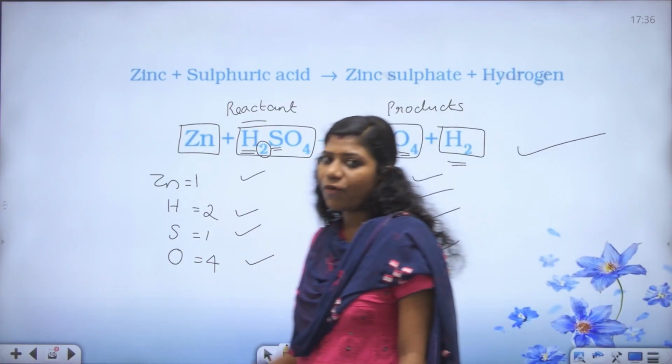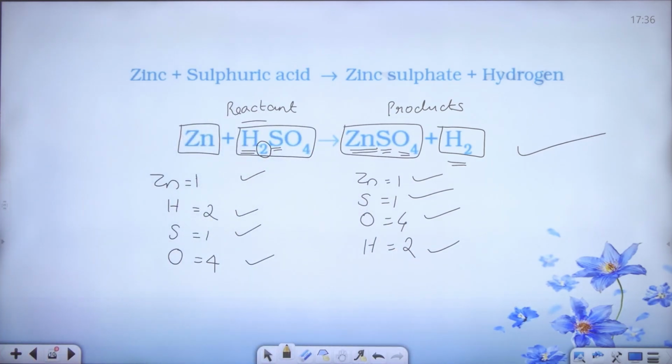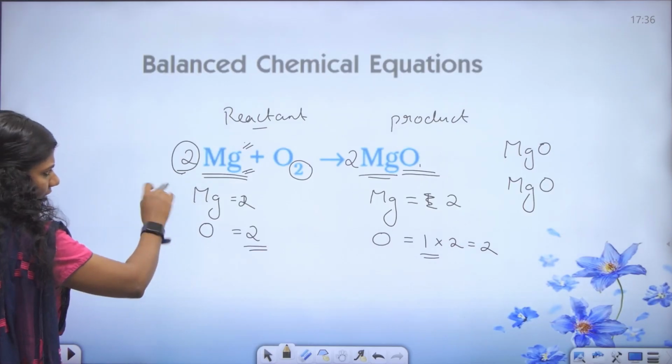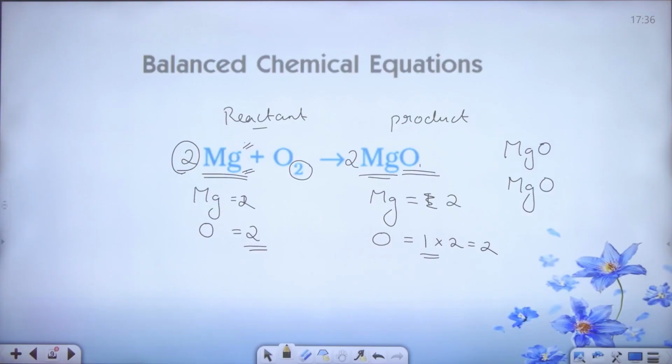The number of each atom on the reactant side is equal to the number of each atom on the product side. So this equation is balanced. This is a balanced chemical equation. But Mg plus O2 gives MgO is not balanced. That is an unbalanced equation. Then we balance it and get this form: 2 Mg plus O2 gives 2 MgO. This one is balanced.